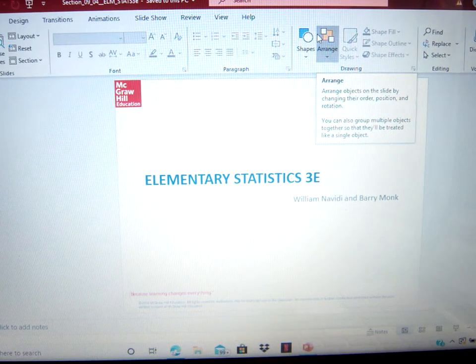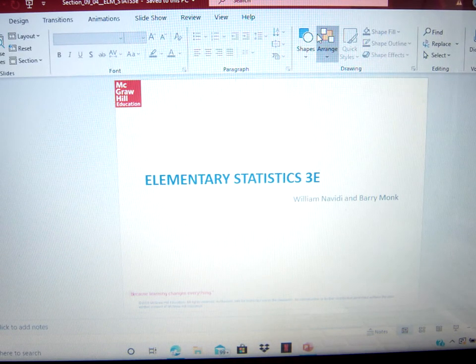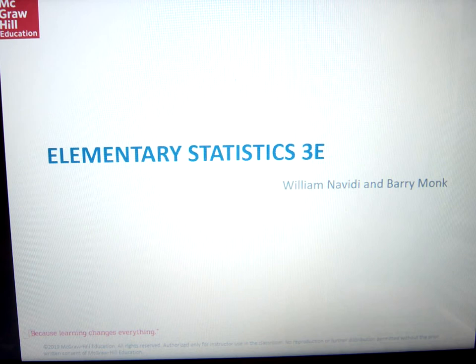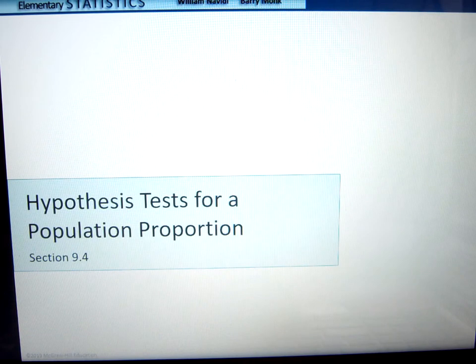Okay, here we go with 9-4. We're just moving right along. Oh, sorry, I didn't start the slideshow yet. No wonder. Here we go. Much better.